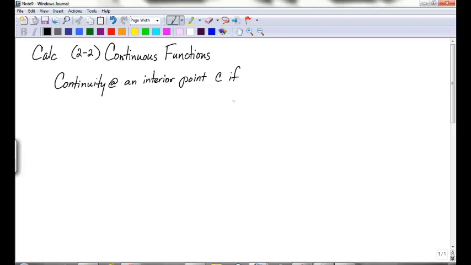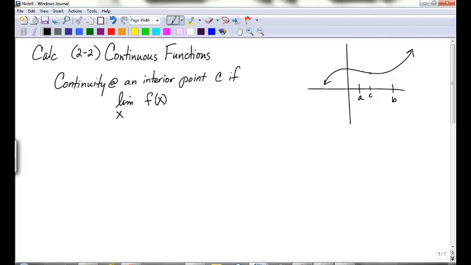Continuity at an interior point. When they're talking about the interior point, they're talking about, if I showed you a graph here and I'm looking at, say, this interval from A to B, and they're talking about some point C in between, is this graph continuous? Continuity at an interior point C if the limit of the function f of x as x approaches C equals, and if there is a y value there, what would that y value be? Instead of f of x, it'd be f of c, because your x value is c. So as long as there's a point there, then it's continuous.